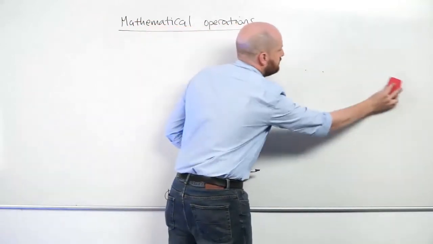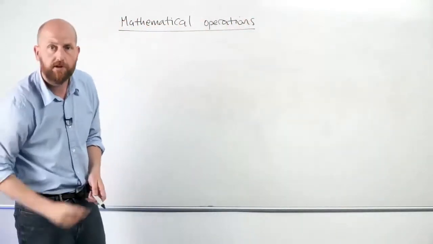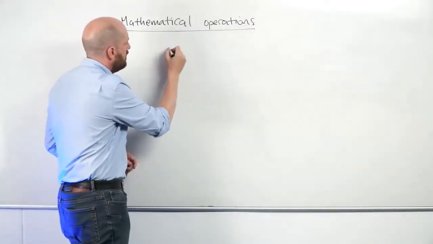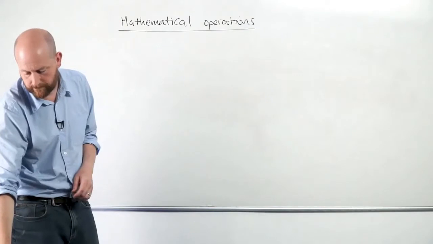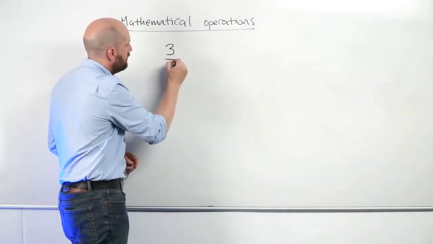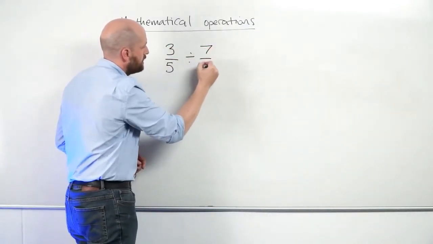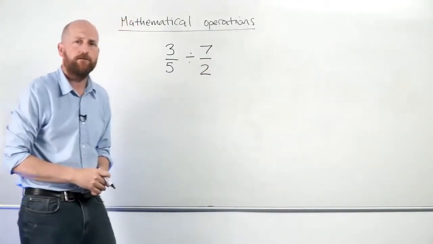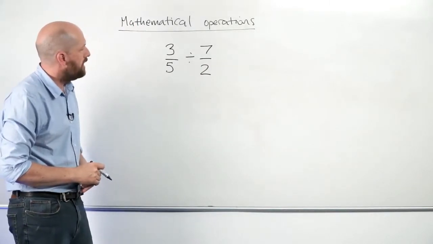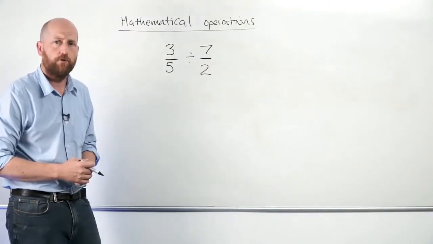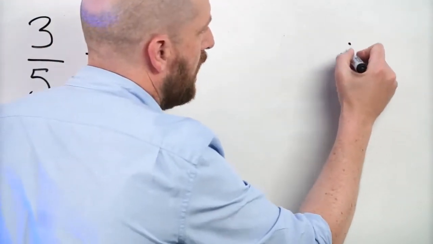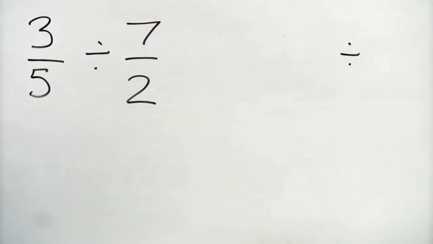What about dividing? How is dividing related to multiplying? Well, let's think about the division of 3 over 5 divided by 7 over 2. Okay, well, dividing by fractions is always a very tricky thing to do. In fact, we can think of this as multiplication. If I think about any quantity divided by another quantity, what I'm really doing is the same as multiplying. So let's just see how that works.